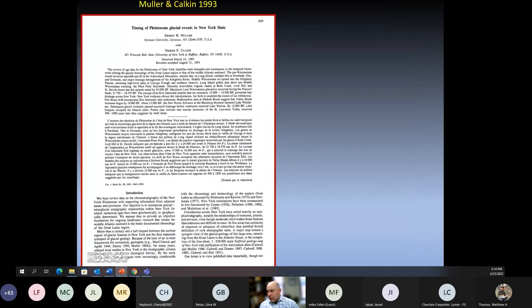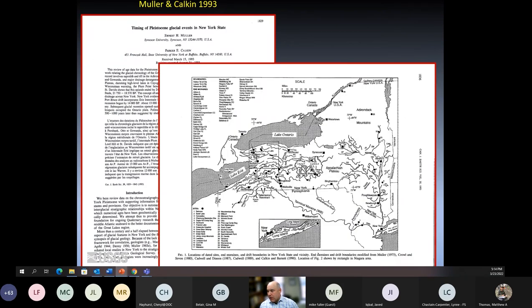Here in New York, the last real attempt at this was done in 1993 by Ernie Muller and Parker Calkin, and it was based largely off of radiocarbon dates from the 70s and the 80s to establish control, and that's the limit of what's been done largely for New York State.